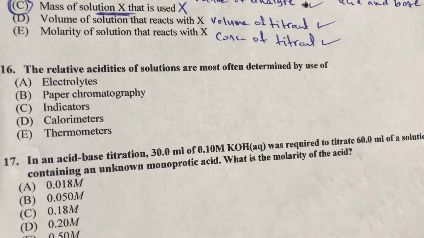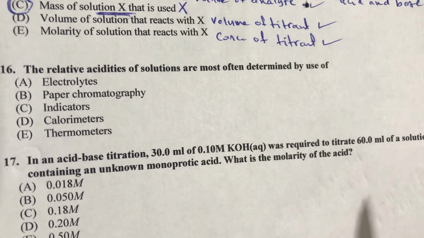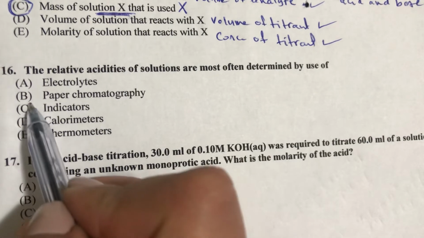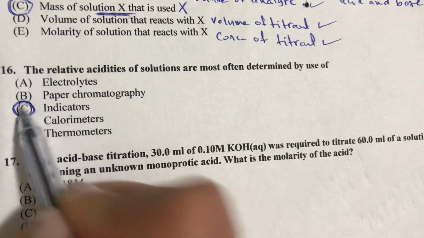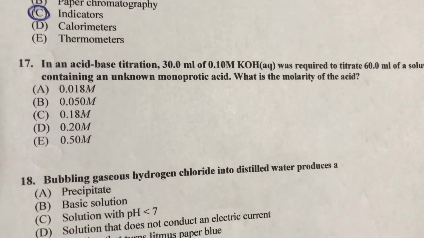Question 16. The relative acidities of solution are most often determined by use of. We use indicators to get the pH of solution.